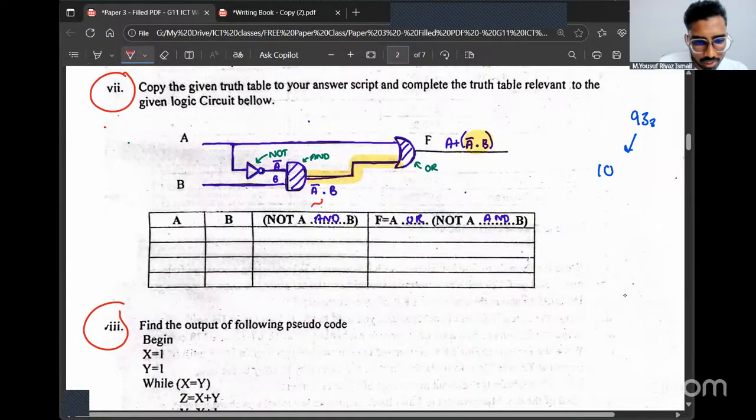Anyways, basically this is representing this. See, not A and B. This is representing A, plus is representing OR. So A plus not A and B.